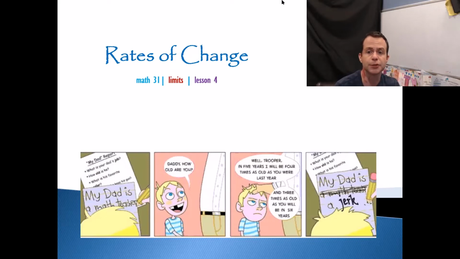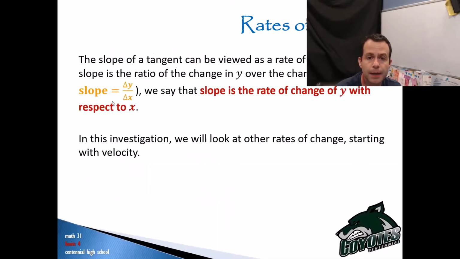So we want to look at rates of change today. And really, again, it's going to feel very familiar because we're really just going to be talking about slope. The slope of a tangent, which is what we dealt with in the last class, can be viewed as a rate of change. That statement should make perfect sense to you, right? Because any slope on a line is the rate of change of that line. Since the slope is the ratio of the change in y over the change in x, that is, slope equals delta y over delta x, we say that the slope is the rate of change of y with respect to x. In this investigation, we will look at other rates of change, starting with velocity.